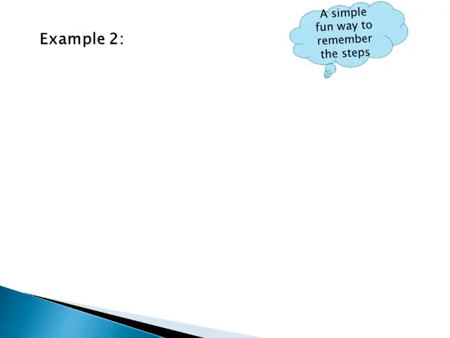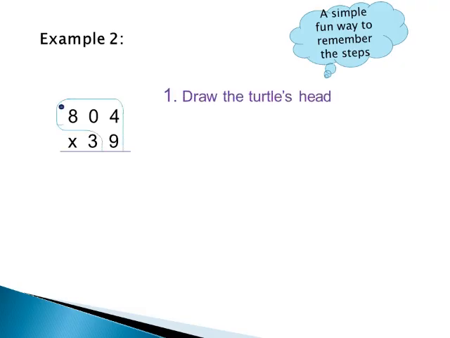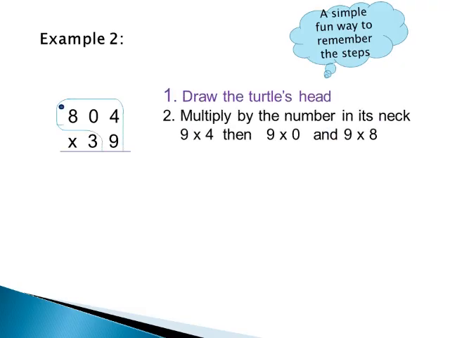Example 2. Let's multiply 804 times 39. First, draw the turtle's head. Multiply by the number in its neck, 9. 9 times 4 equals 36.